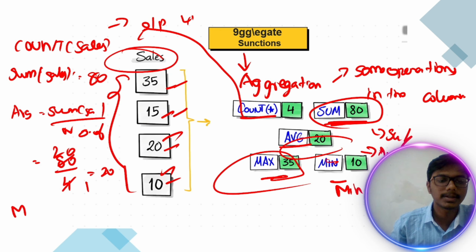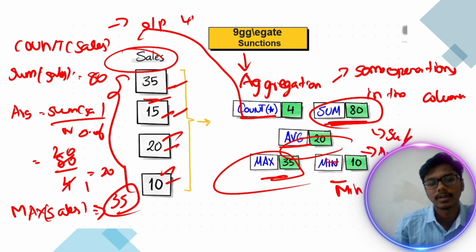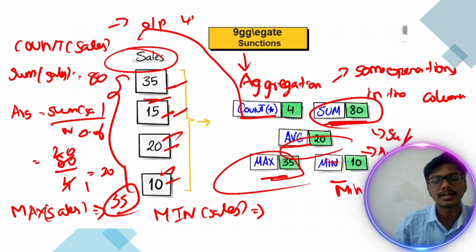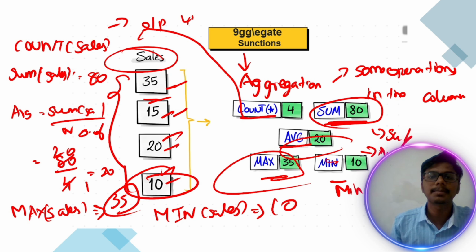If we look at the max of the sales, what is the maximum value? It is 35, right? The output is 35. If we look at the min of the sales, the minimum value is 10, right? So the output is 10. That's all about the aggregation functions.